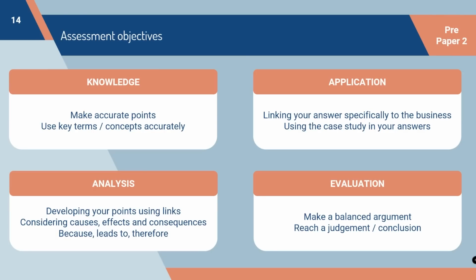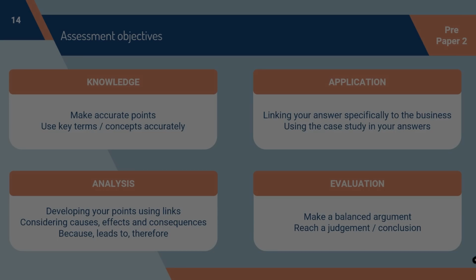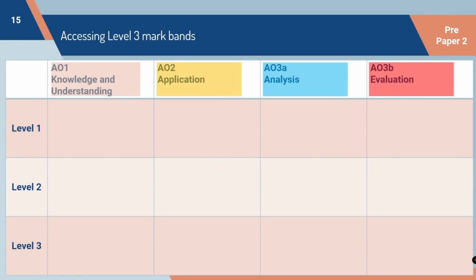Analysis: developing your points using links, cause, effect, consequences, because leads to, therefore. Application: using the case study, that's specifically for sections B and C. And then evaluation, which is specifically for your 9 and 12 markers, is making a balanced argument and then reaching a judgment and conclusion. How do you get these marks? So we want to be in level 3 for each of these criteria.